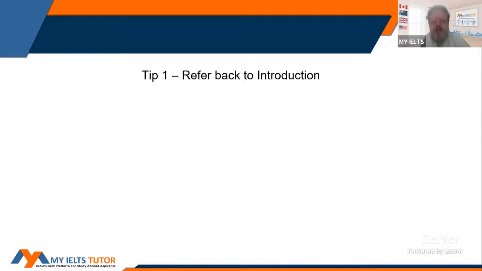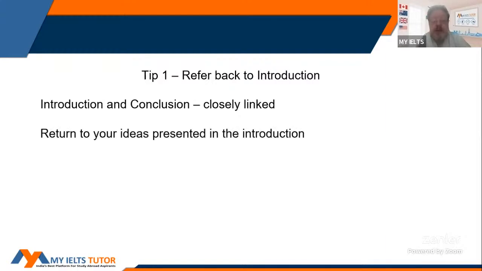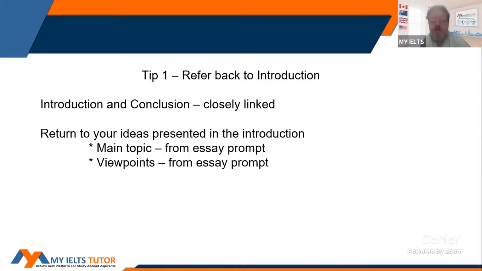Okay. Now, tip 1, refer back to the introduction. The introduction and conclusion are closely linked. Okay. Keep this in mind. The introduction and conclusion are closely linked. So basically, you're going to return to your ideas that are presented in the introduction. Okay, so this would be the main topic. You get that from the essay prompt. The viewpoints from the essay, which you get from the essay prompt. Your thesis, which is your opinion on the topic.